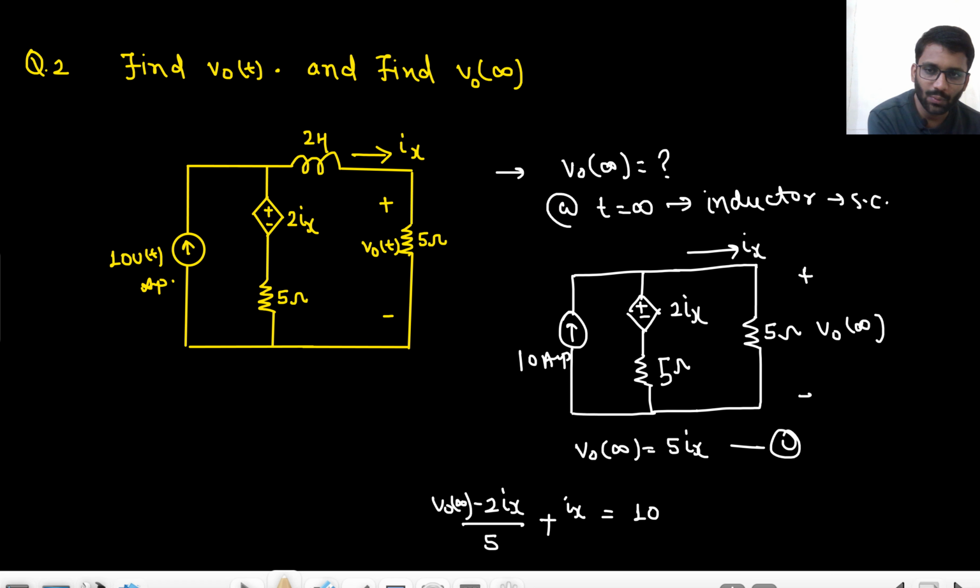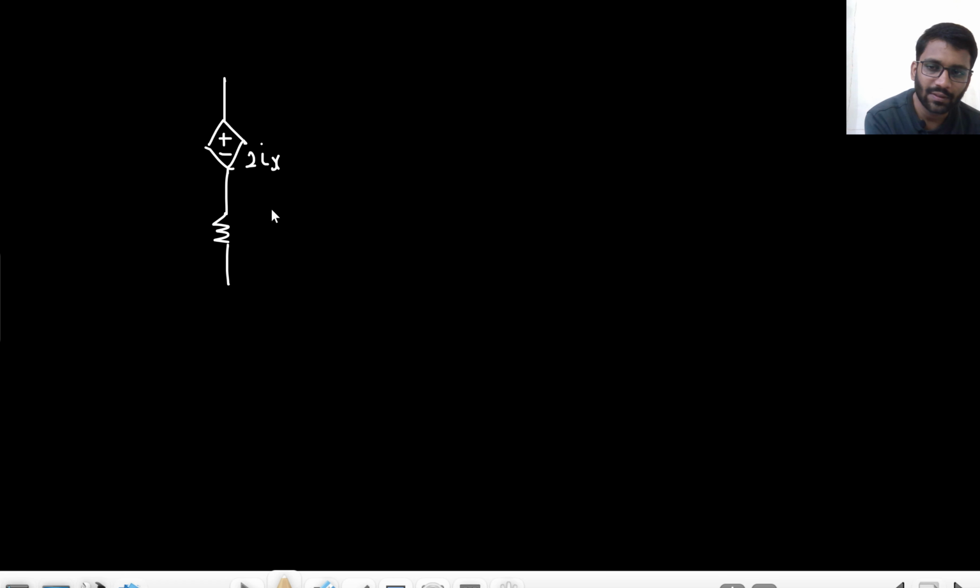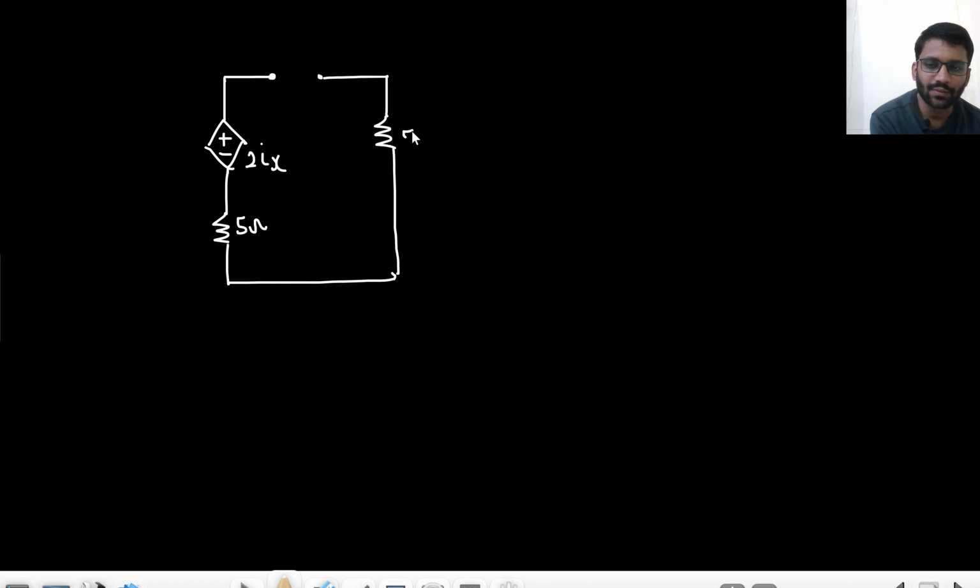This would be 2Ix, 5 ohm. And you need to find R equivalent here. And this is your 5 ohm resistance, right? This is 5 ohm. And this current is Ix.